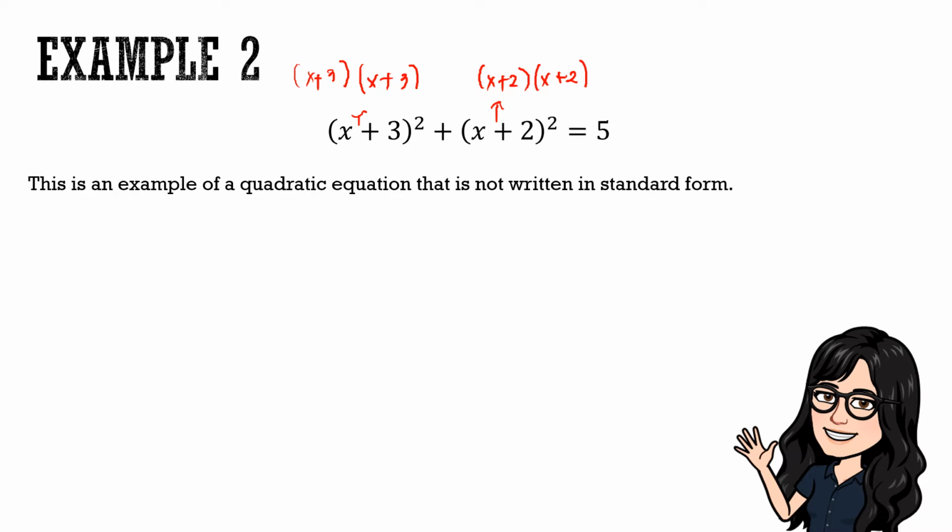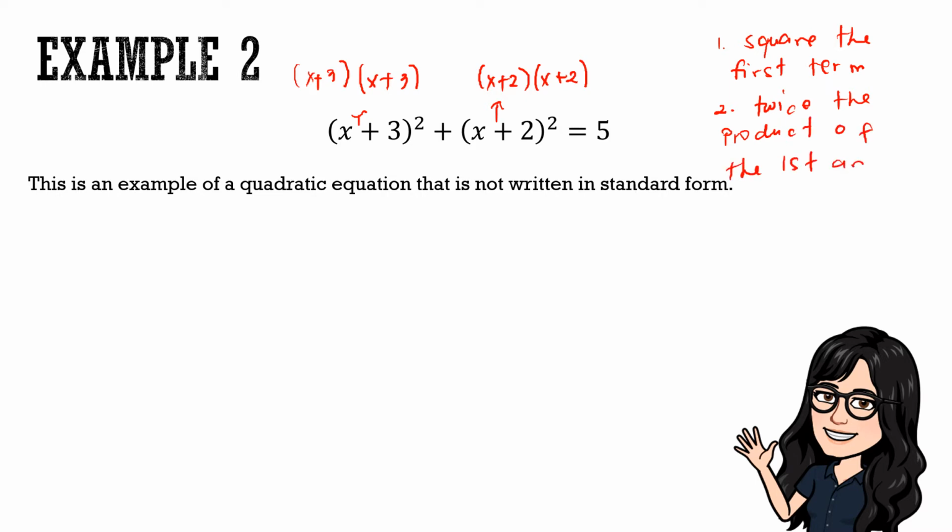So remember the square of binomial. The first step is to square the first term. The second step is twice the product of the first and second term. And the third one is to square the second term.